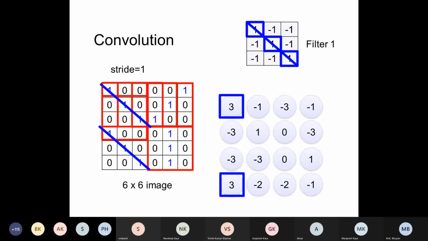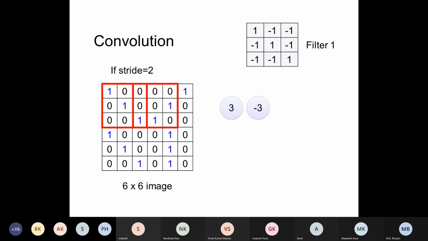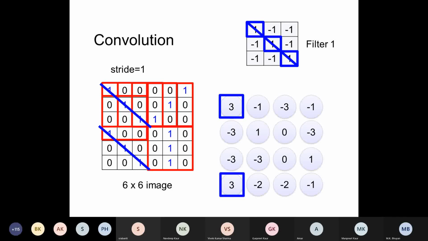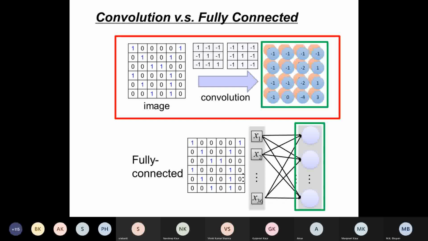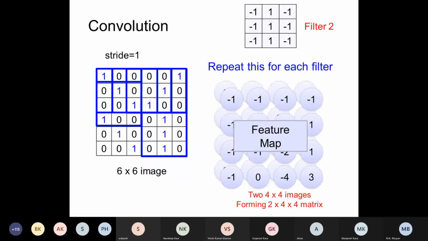And you can see I am considering the filter number 2. For filter number 2, again repeat this for each of the filters. So I am repeating this, and I am getting the feature map something like this. So two 4x4 images forming a 2 cross 4 cross 4 matrix I will be getting. That is what I am getting after doing the convolution. In this case, I am considering the stride 1.